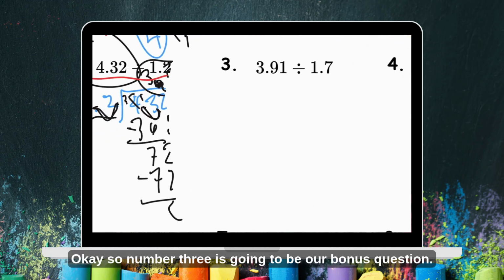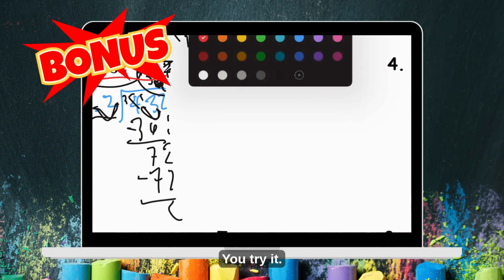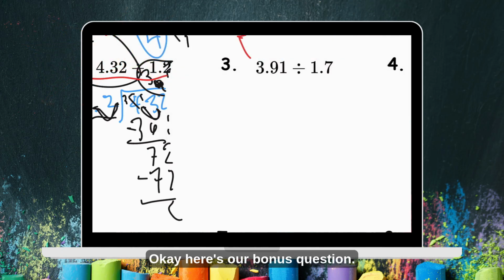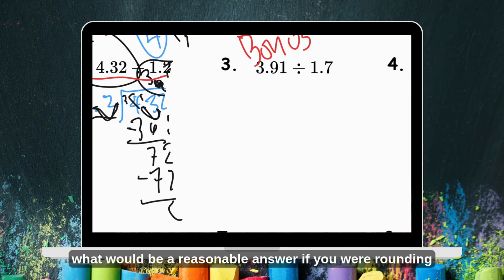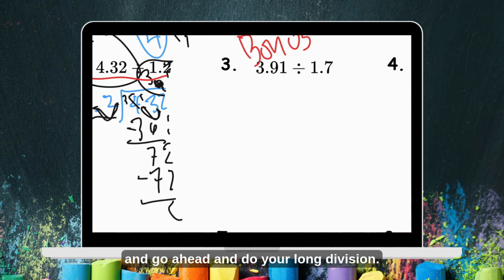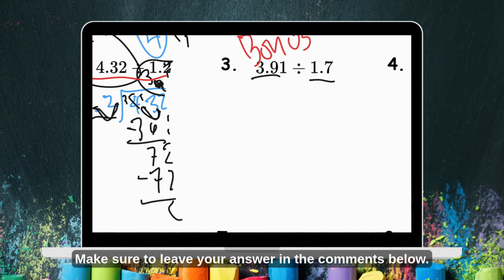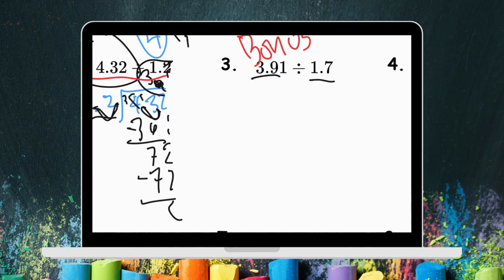Okay, so number 3 is going to be our bonus question. You try it. Okay, here's our bonus question. 3 91/100 divided by 1 7/10. So make sure to check your answer with multiplication. Think about what would be a reasonable answer if you were rounding, and go ahead and do your long division. The divisor needs to be a whole number. So if you're going to make it 10 times bigger, do it on both numbers. Make sure to leave your answer in the comments below.